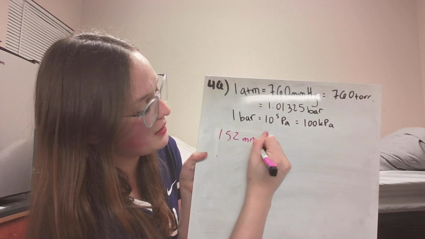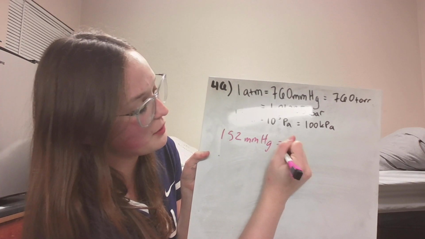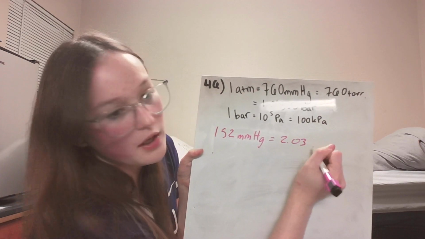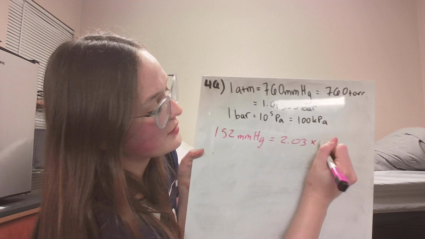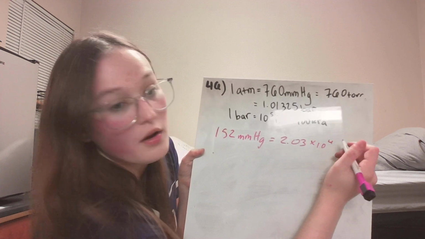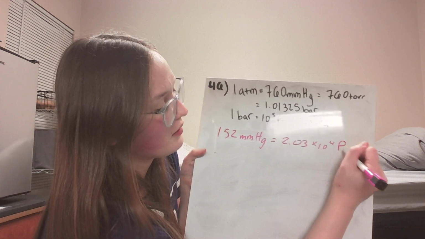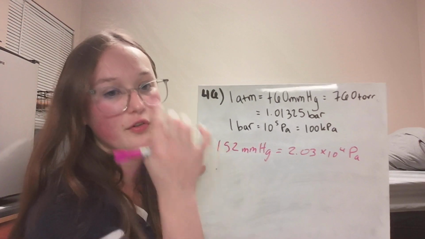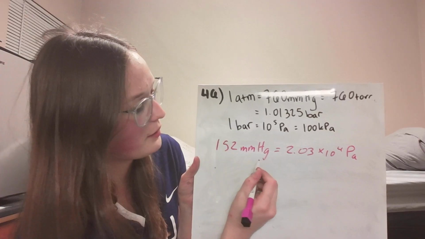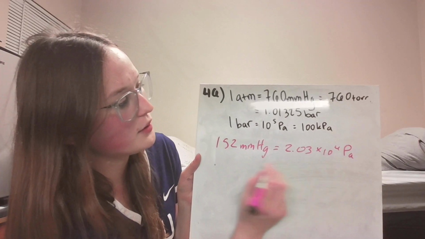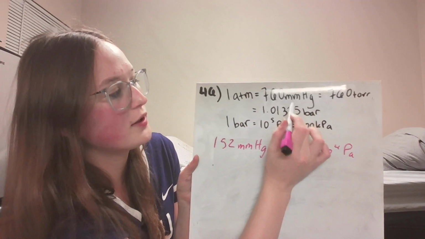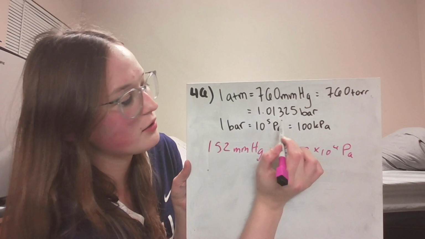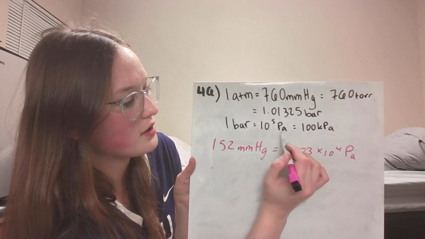152 mmHg is supposedly equal to 2.03 times 10 to the 4th Pa. Now we have to prove this. Is this true or not? That's all we're doing for 46. We're proving if these are true or not. So mmHg to Pa. We have to go from mmHg to bar. We know that 760 mmHg equals this many bars. So we're going to do that first, and then we're going to go from bar to Pa.